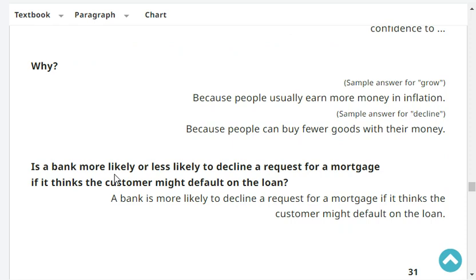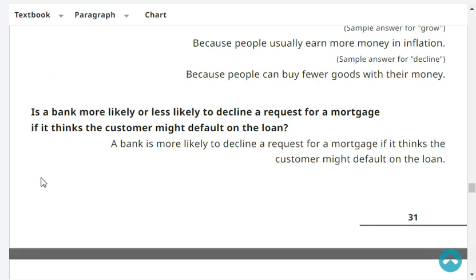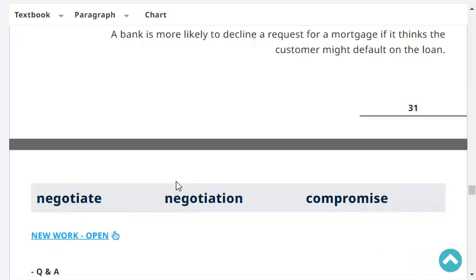Okay. Is a bank more likely or less likely to decline a request for a mortgage if it thinks the customer might default on the loan? Yes, a bank is more likely to decline a request for a mortgage if it thinks the customer might default on the loan. Very good.